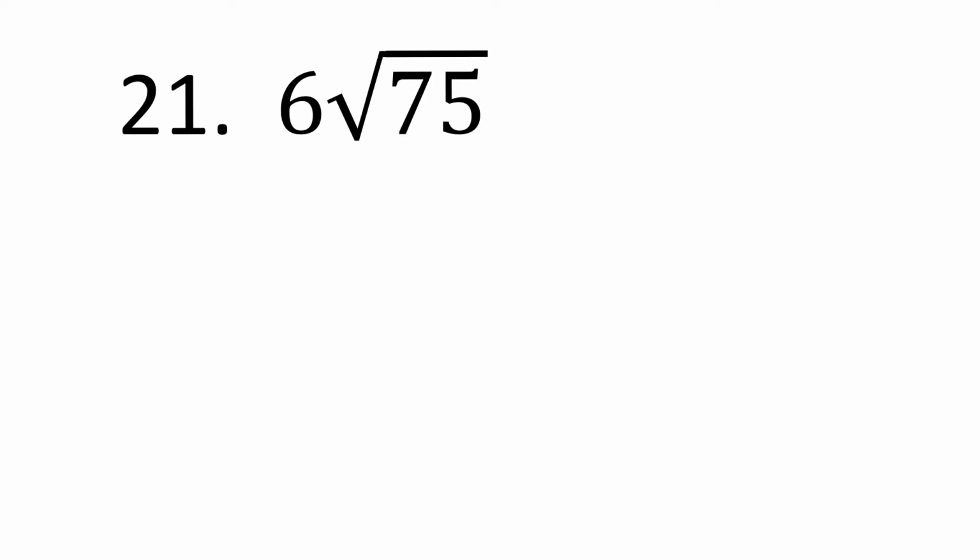21, you are simplifying. There's a 6 outside and there's a 75, which is not a perfect square number inside of the radical. But we need to check if we can break it down and make pairs. So 75, I am thinking of 25 times 3. That's going to be 75. 25 is 5 times 5. So we can make a pair of 5s. That's a prime number. And 3 is also prime and it doesn't have a pair.